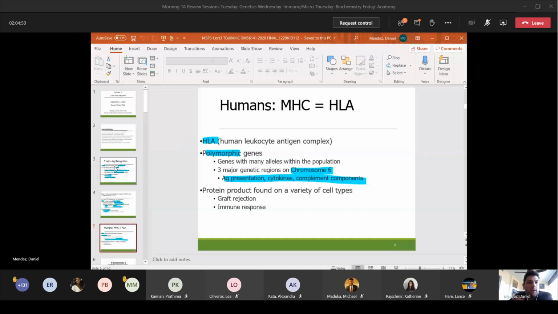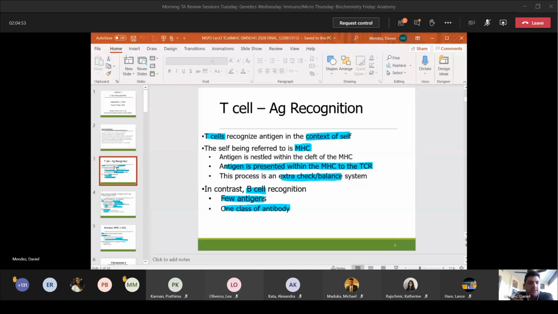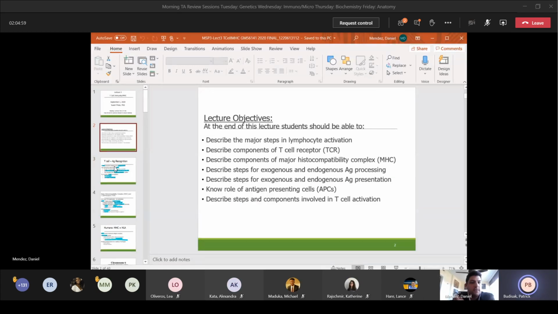Could you go back and do the summary again? The summary of which one? Or the learning objectives, I guess. Was that what you were going over? No, I was on slide 5, the objectives right there. I'll go through it again really quickly. Make sure you know them. I'm not going to go through them.